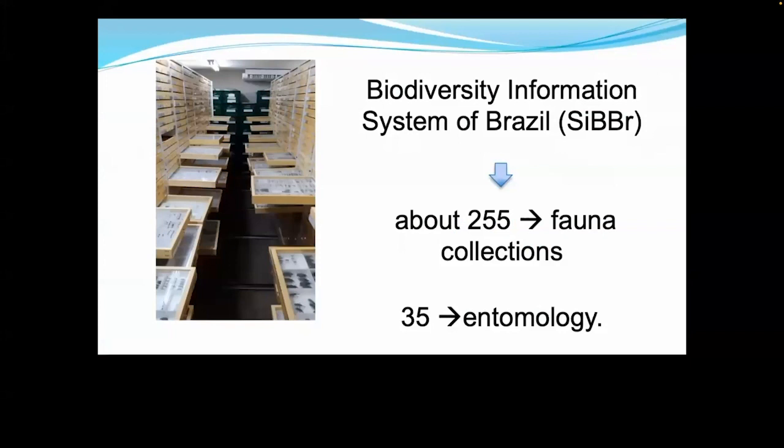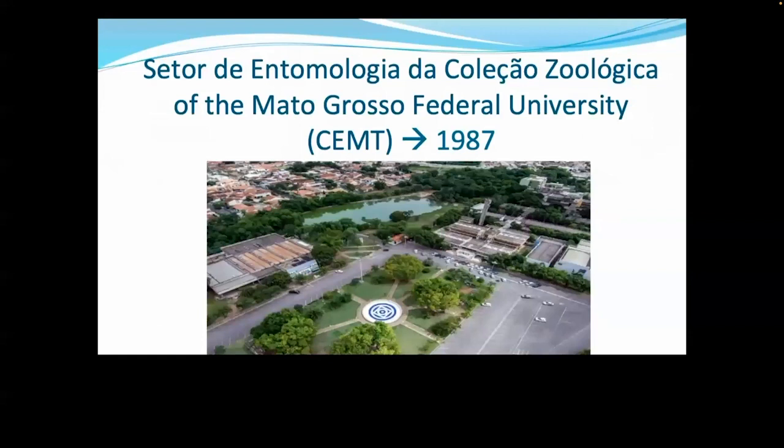Brazil does not have an exact record of the number of biological collections in its territory. According to the Biodiversity Information System of Brazil, about 255 fauna collections are registered on this platform, of which 35 are specific to entomology. One of these is the entomology sector of the zoology collection at Mato Grosso Federal University, CEMT. It was officially created in 1987.